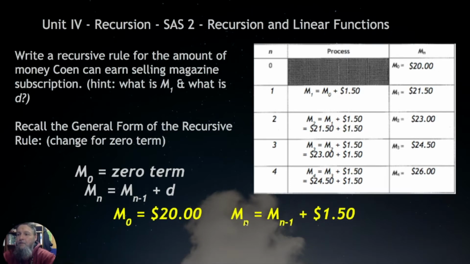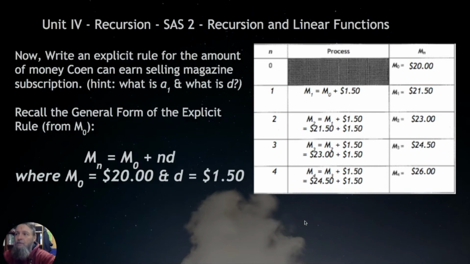And m subscript n equals m subscript n minus 1 plus $1.50, which is actually almost given in the process. You just change the 1 and the 0 to n and n minus 1. You would have your recursive rule. That's the recursive rule. Now write an explicit rule.